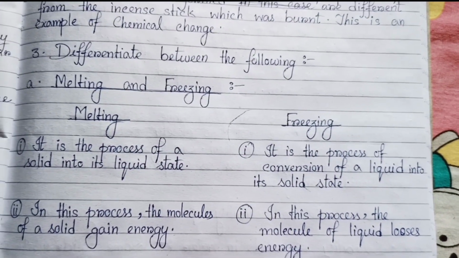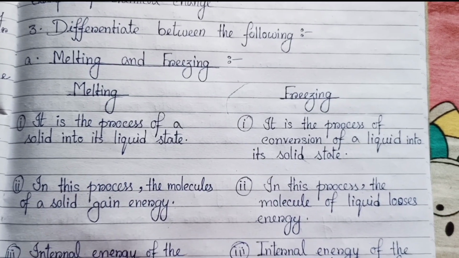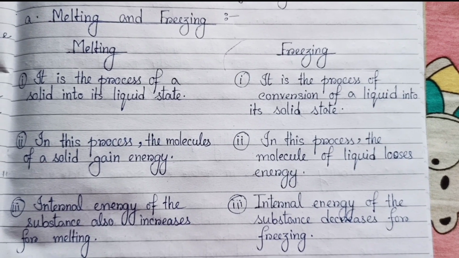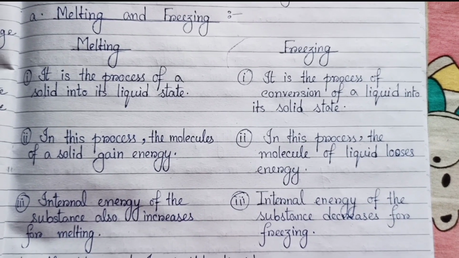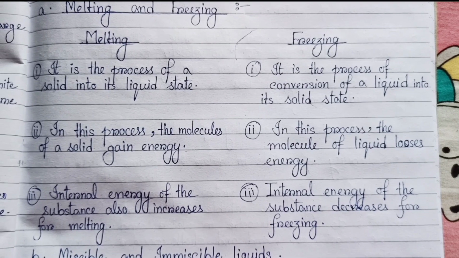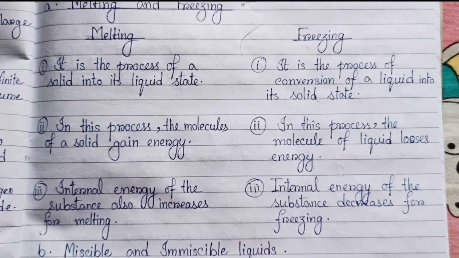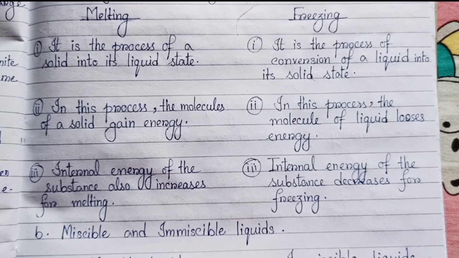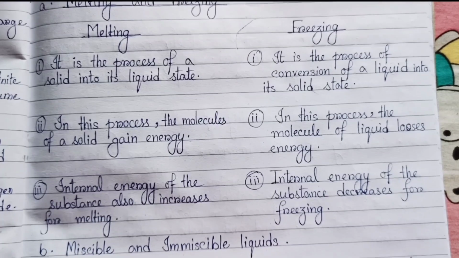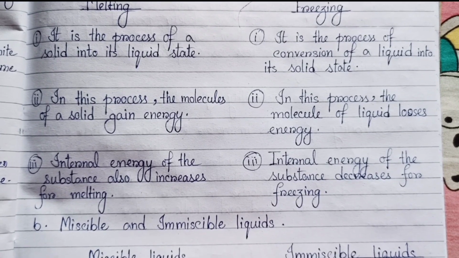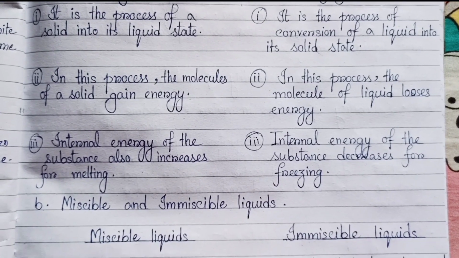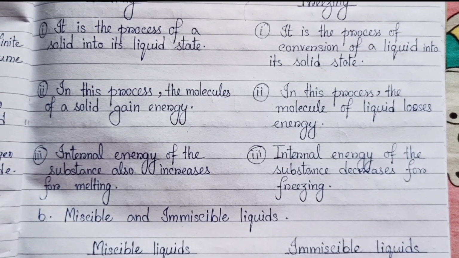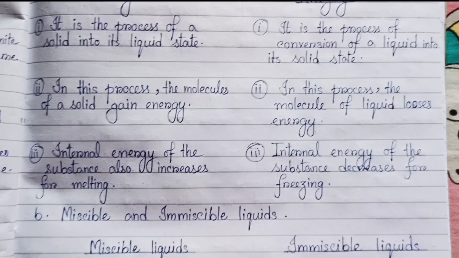Now, number 3: differentiate between the following. A, melting and freezing. Number 1: melting is the process of changing a solid into its liquid state. Number 1: freezing is the process of conversion of a liquid into its solid state. Number 2: in melting, the molecules of a solid gain energy. Number 2: in freezing, the molecules of a liquid lose energy. Number 3: internal energy of the substance increases for melting and decreases for freezing.